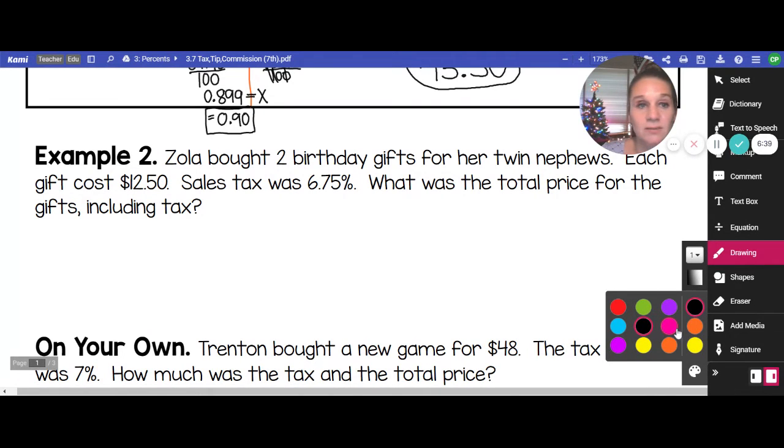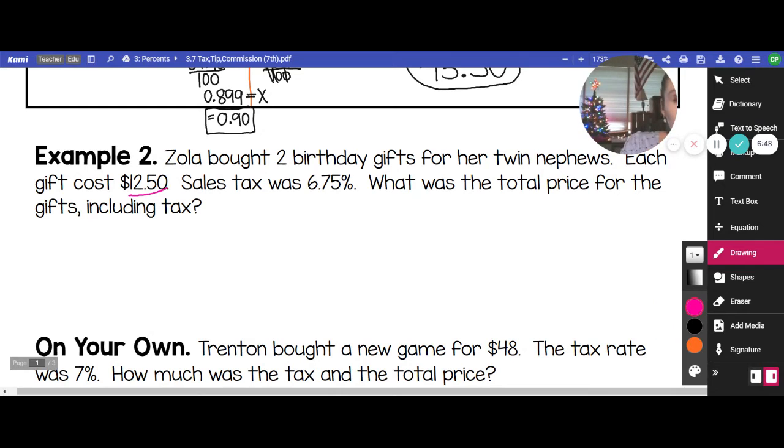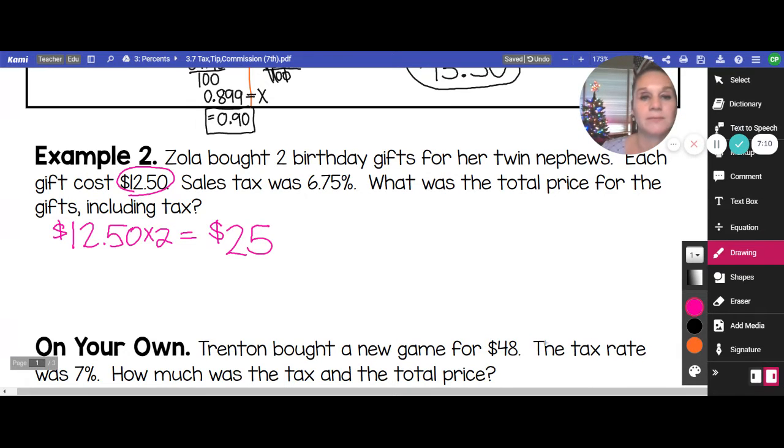So let's go back to the beginning. It says Zola bought 2 birthday gifts. So if Zola bought 2 birthday gifts and they were each $12.50, the first thing that we need to do is take $12.50 and multiply that times 2. If you take $12.50 and multiply times 2, you're going to get $25. So Zola is actually buying $25 worth of gifts.